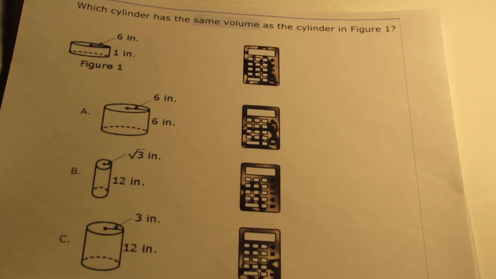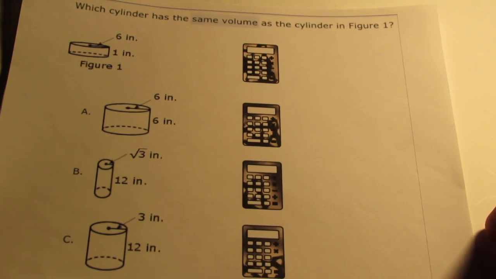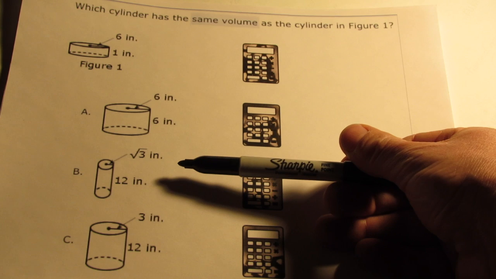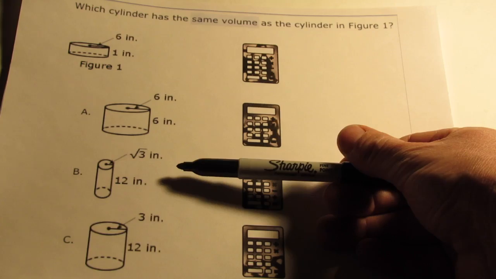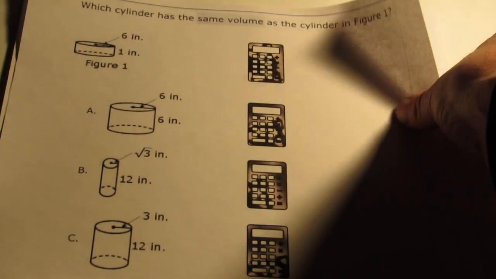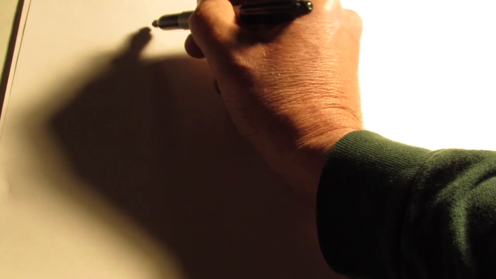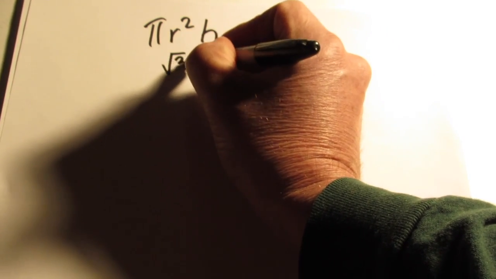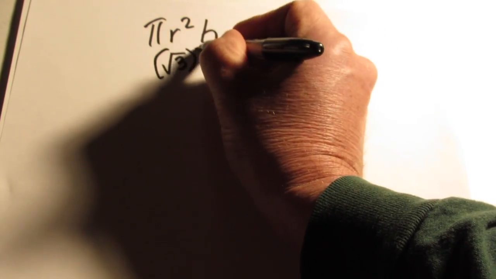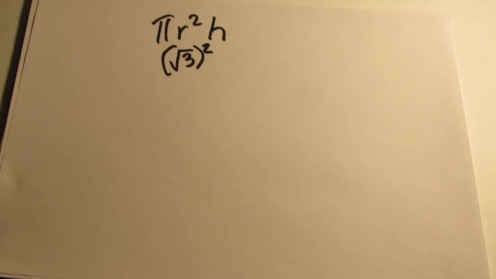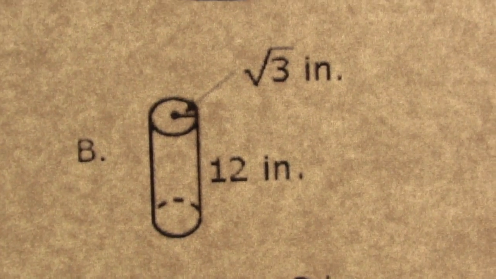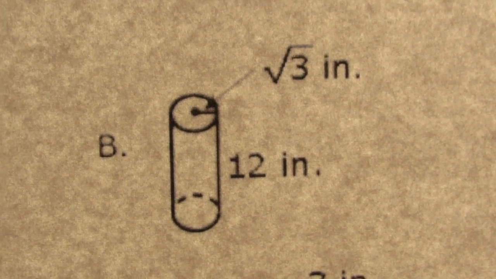As we continue to search for the correct answer on this particular problem, our next task is to find the volume of figure B, or choice B, you might call it. Again, same thing. We will write down the formula for the volume of a right cylinder. We'll plug in the square root of 3, and that needs to be in parentheses. That's our radius. It says so right here in our picture.